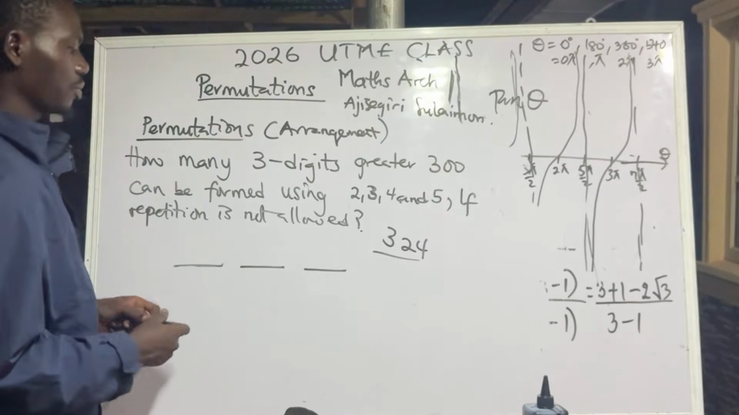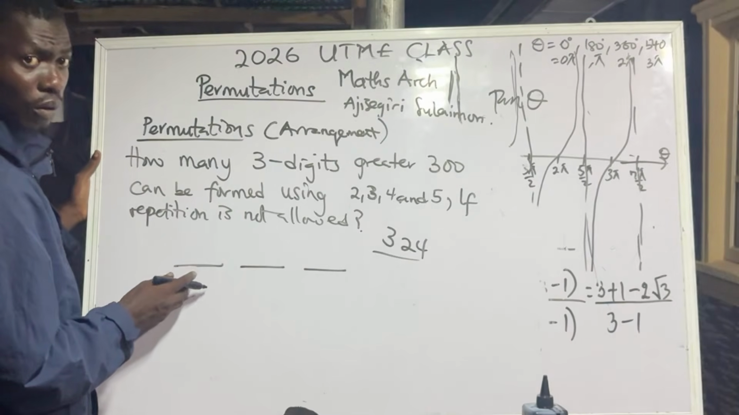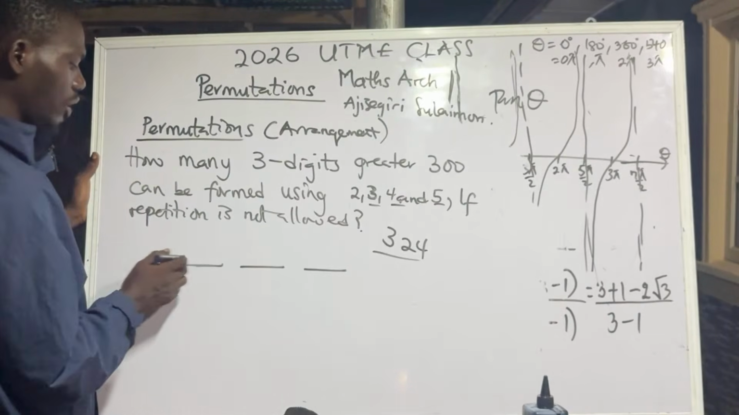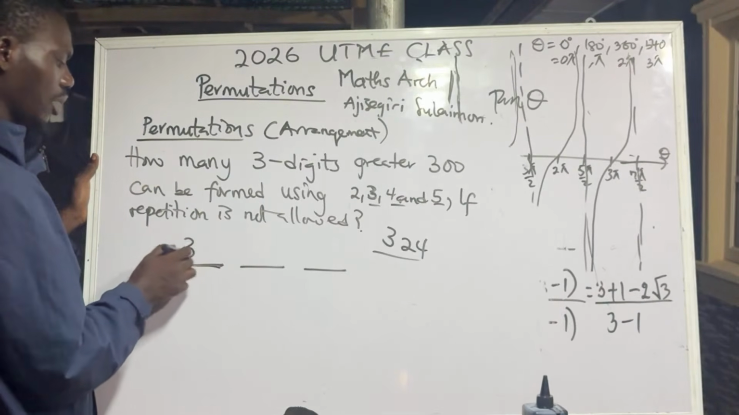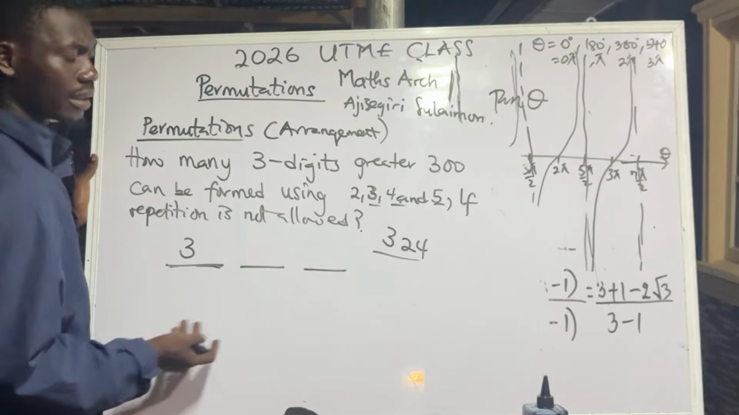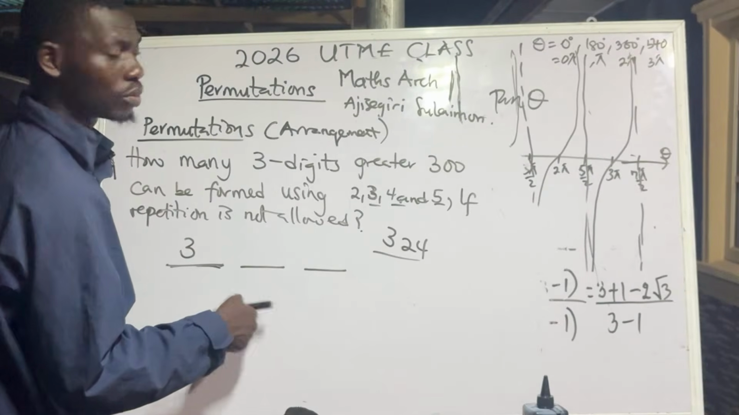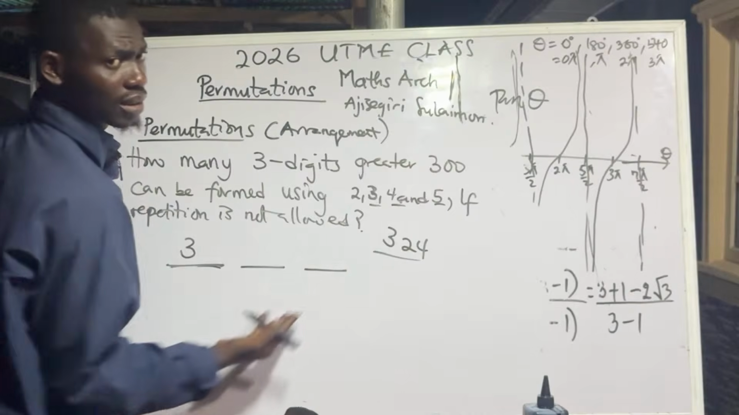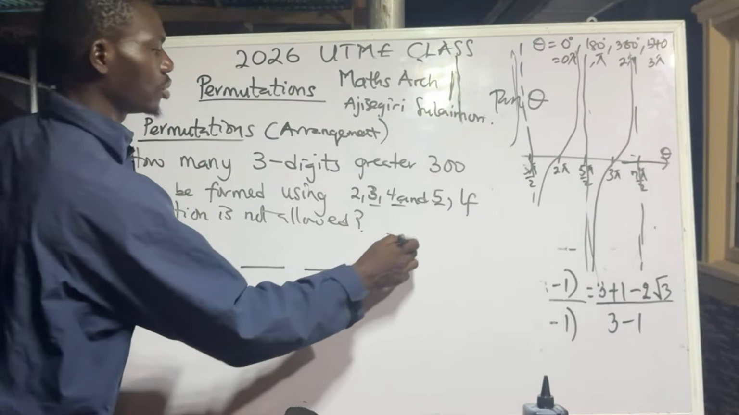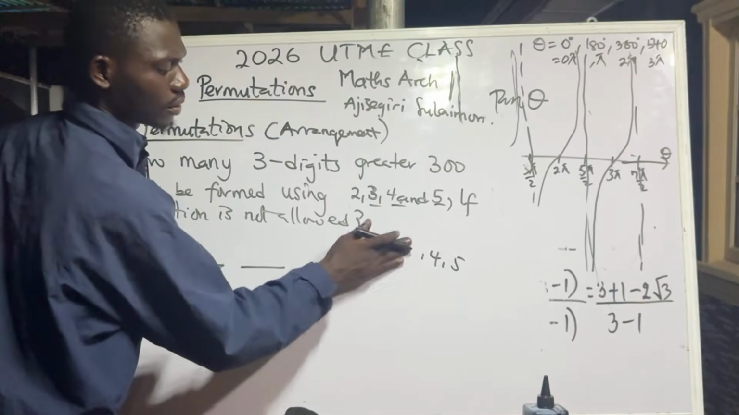Yes. So this one here can only take 3, 4, or 5. So this first one has how many options? 3 options. It can take 3, it can take 4, and it can take 5. But can it take 2? No. If the first digit is 2, it will be 200 and something, and that's less than 300. Okay? So 1, 2, 3, 4, 5.